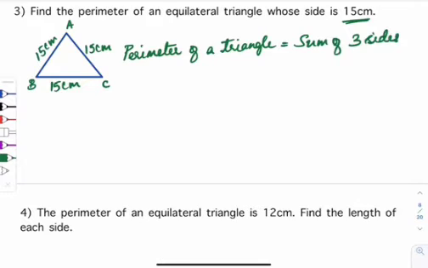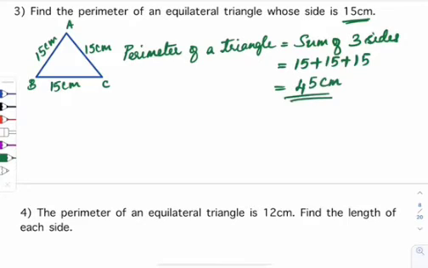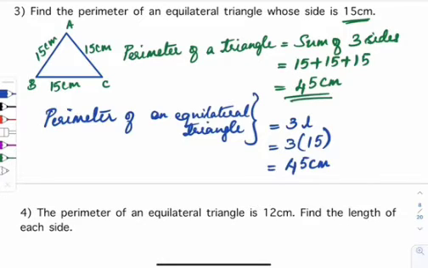Now children, if you observe, all the three sides are equal here. So there are two ways to do it. The sum of all the three sides would be 15 plus 15 plus 15, as we did earlier, which is 45 centimeters. So the perimeter of an equilateral triangle is equal to 3L, that is 3 into side, because all the three sides are equal. So 3 into 15, which is also equal to 45 centimeters. Both are equal. Since it is an equilateral triangle, we can solve with this formula.